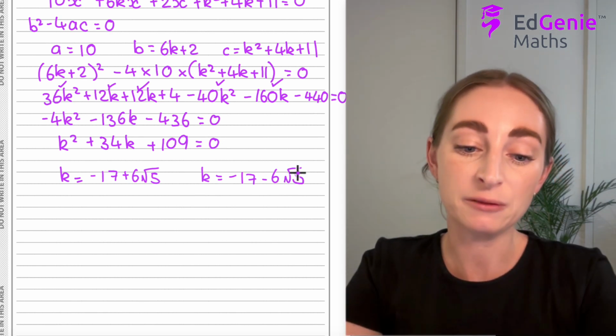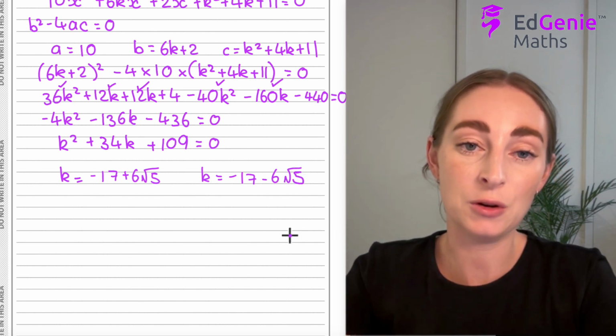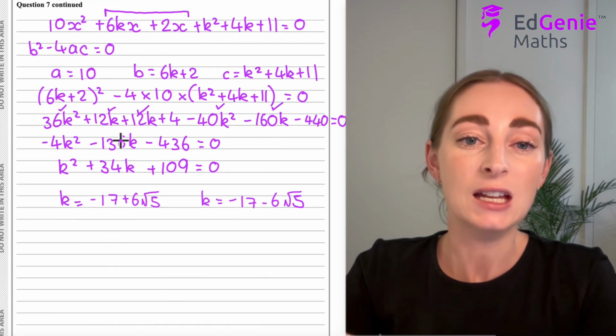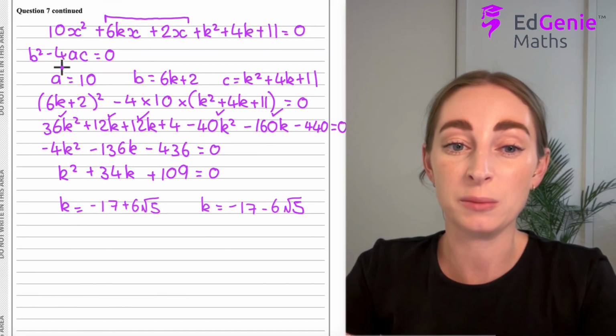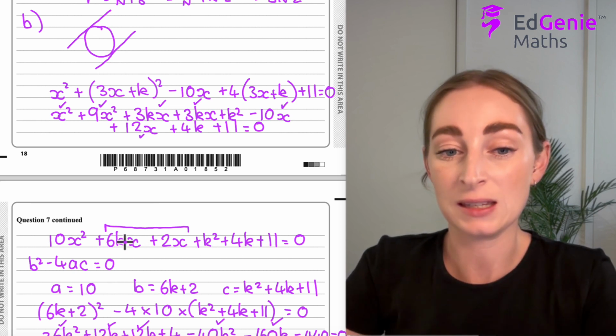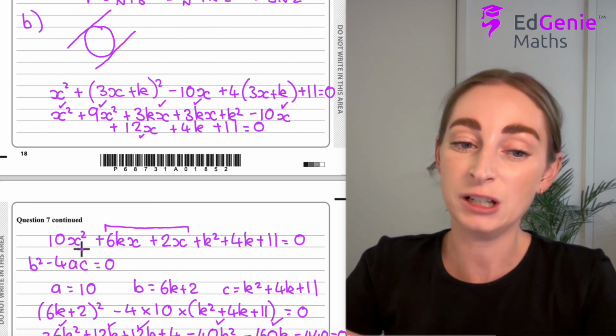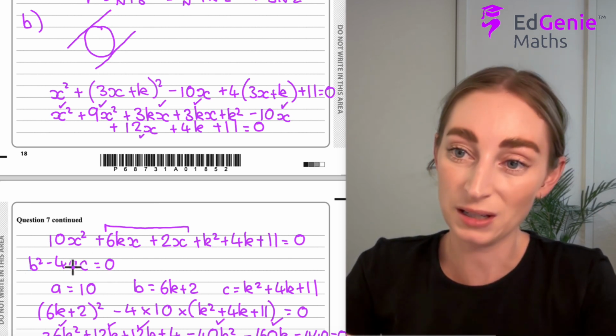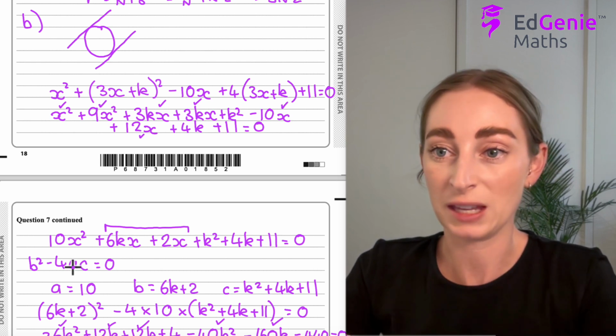So the examiner report says that not many students realise that you were meant to use the discriminant in this part of the question. So a lot of people managed to get to this part here, but they didn't realise that you should use the discriminant to then find the values of k.